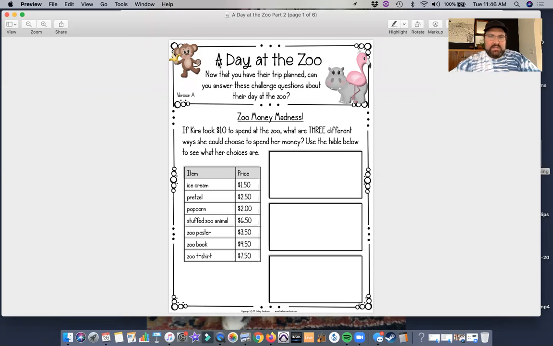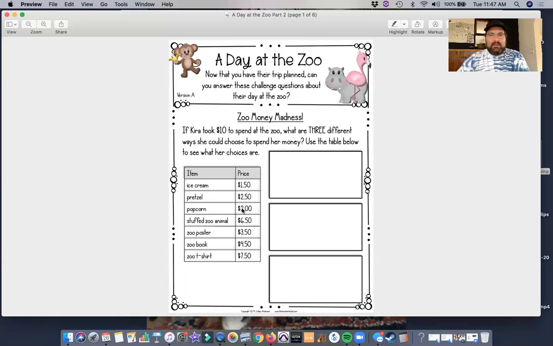For each of these pages, you are going to have the option to do version A or version B. I'm going to talk through both worksheets, so you should get a good idea of which one seems like a good fit for you. Now that we have their trip planned, that was last week, can we answer these challenge questions about their day at the zoo? The first page, this is just a 2-page worksheet today, is Zoo Money Madness.